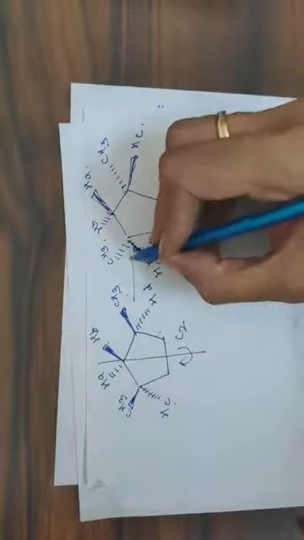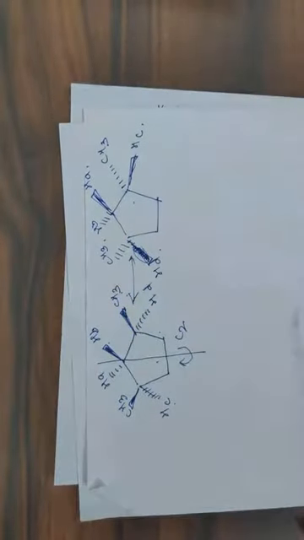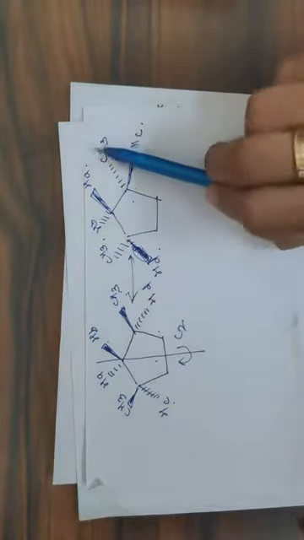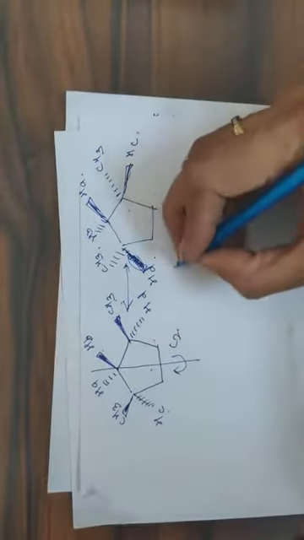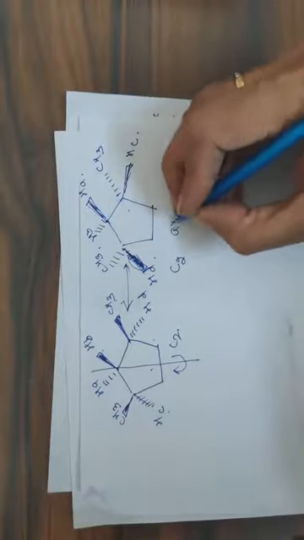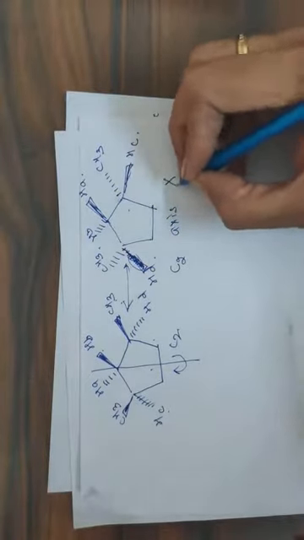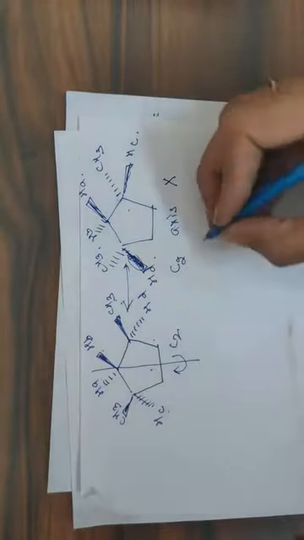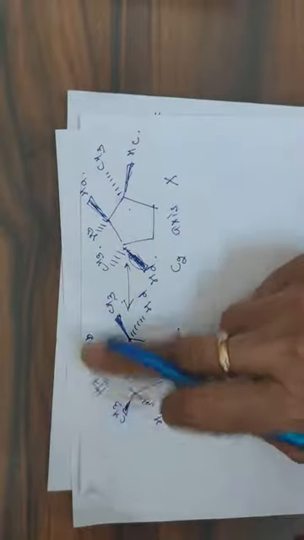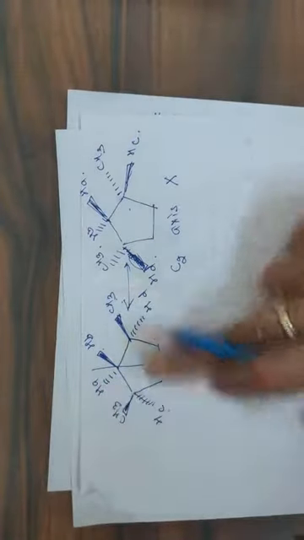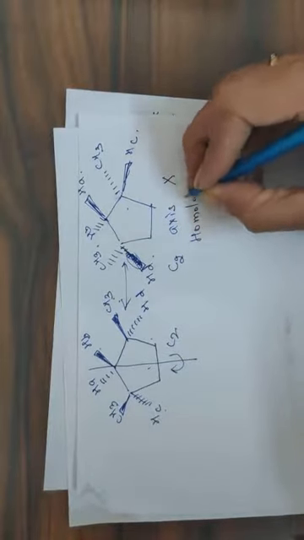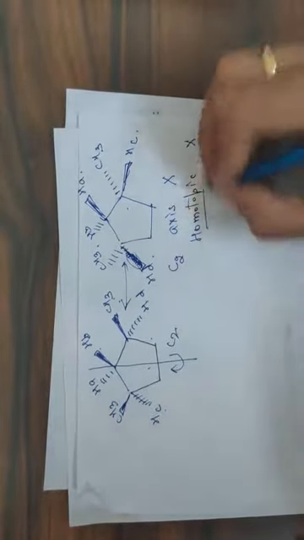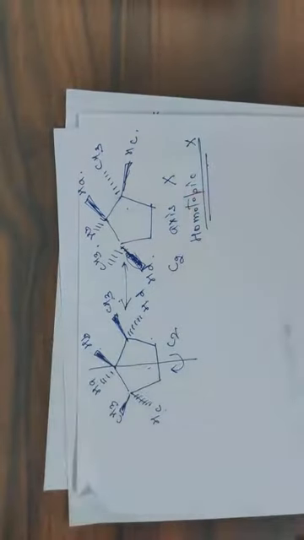If you try to superimpose these two structures, you cannot, because this methyl which is below the plane here is above the plane. It means in this molecule the C2 axis of symmetry is absent. If the C2 axis of symmetry is absent, it means these protons HA, HB, and this methyl, C and D, are not homotopic. These are not identical protons.